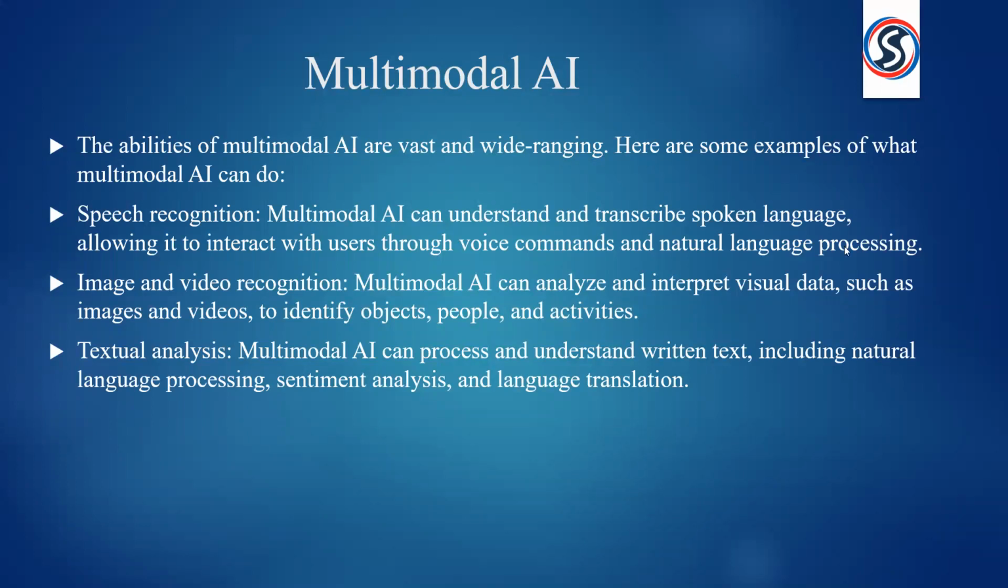The multimodal AI can analyze and interpret visual data such as images and videos to identify objects, people, and activities. And in text, it has textual analysis. The multimodal AI can process and understand written text, including natural language processing, sentiment analysis, and language translation. So these are some of the examples of multimodal AI.